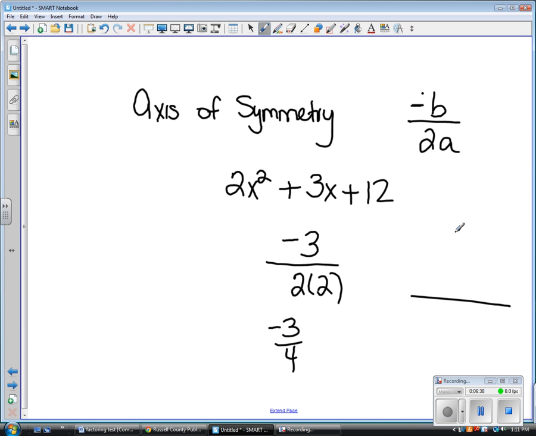So if I had a piece of graph paper, and this was negative 1, then at negative 3/4 is going to be my axis of symmetry. So my parabola is somehow going to go through this point right here. Everybody understand how I found the axis of symmetry?